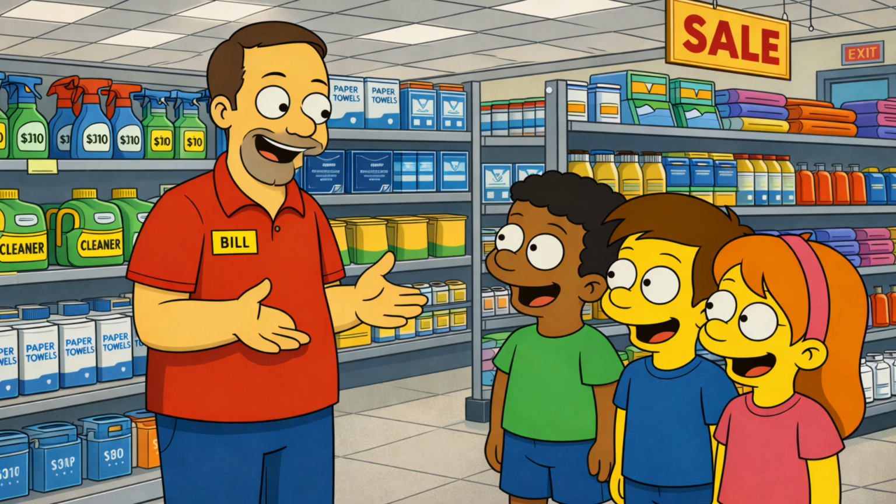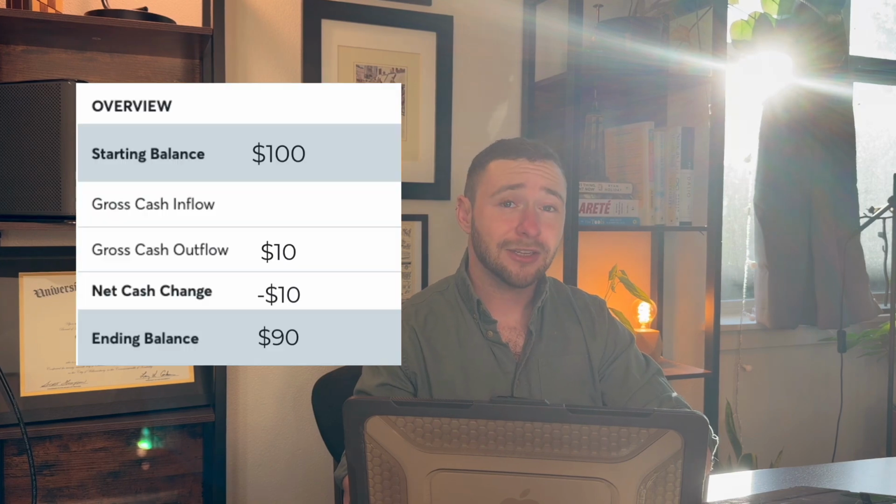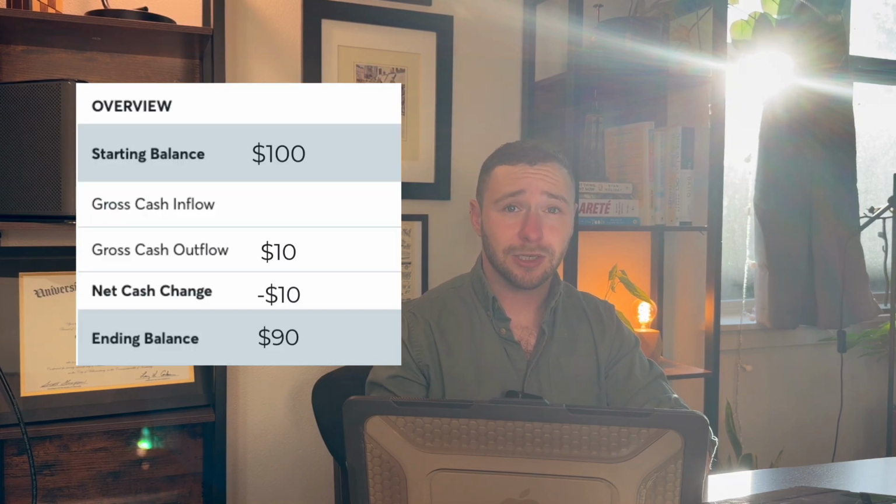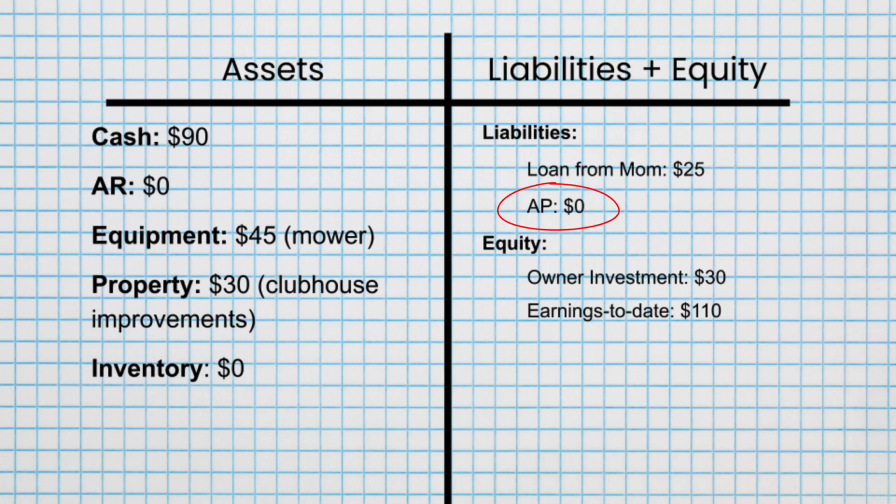So they open their cash box and hand over a $10 bill. Let's look at our cash flow statement. Our cash is going from $100 to $90. Let's look at the balance sheet. Our accounts payable has gone from $10 down to $0.